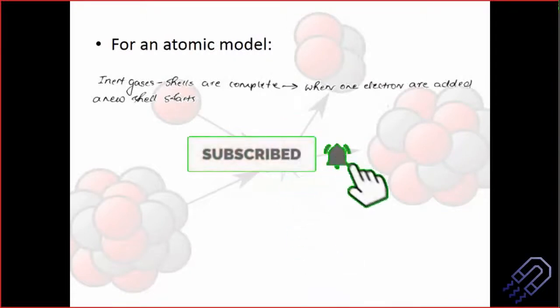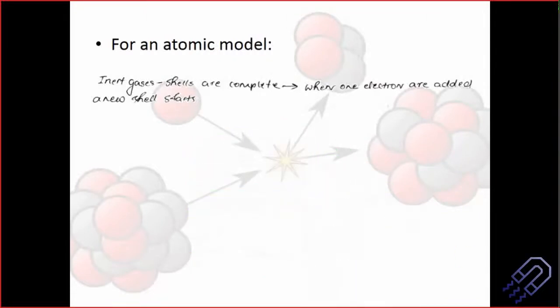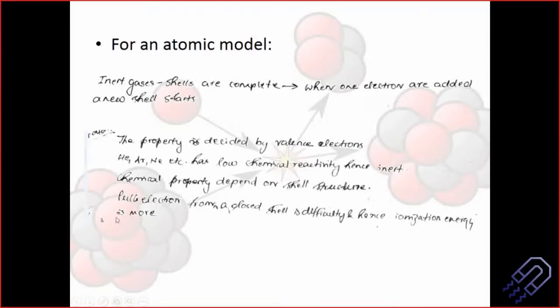We call them the valence electrons. If we try to add an additional electron, a new shell will start. If we add one electron, a new shell will actually start. This is how the inert gases work.